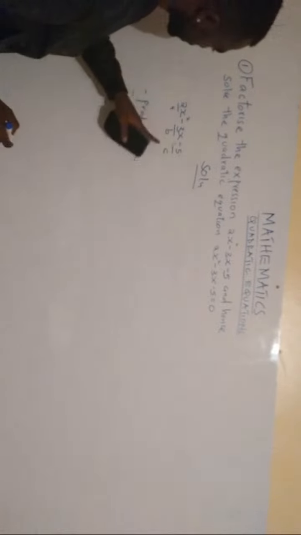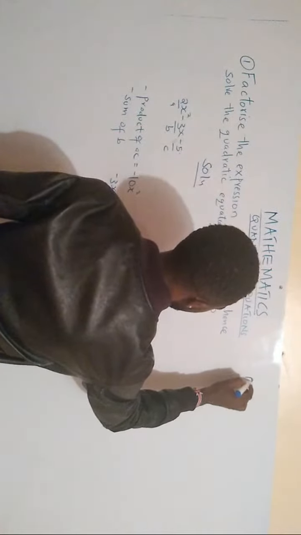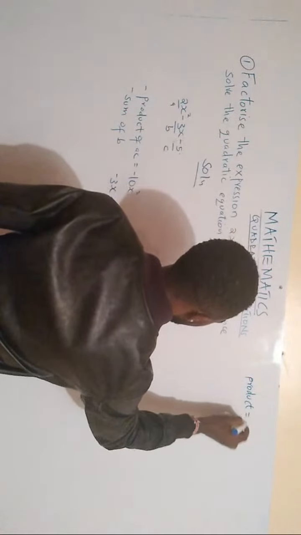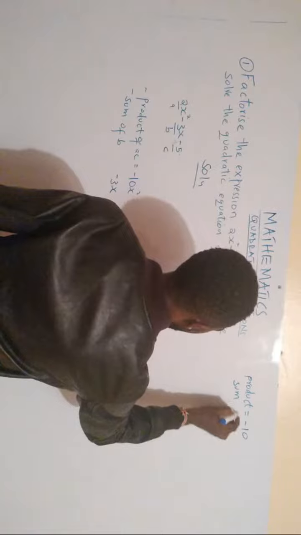So the product of AC is 2x squared multiplied by negative 5, which will be negative 10x squared. Then the value of B, the sum, is negative 3x. So in other words, you find the two numbers that, when you multiply them, you get negative 10, and when you add the two numbers, you get negative 3. So let's have the numbers here. Two numbers whose product is equal to negative 10, and the sum is equal to negative 3.